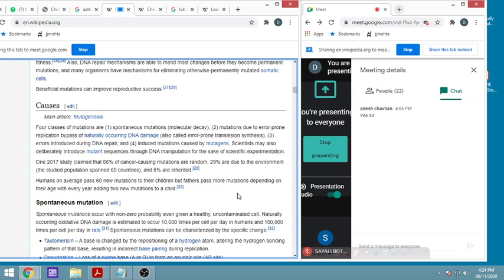There are many chemicals or environmental factors known as mutagens, and these mutagens are responsible for changes in the DNA, therefore we call them mutagens. Many drugs and many chemicals are known as mutagens. Then, at some time, scientists also deliberately introduce mutant sequences through DNA manipulation for experiments.